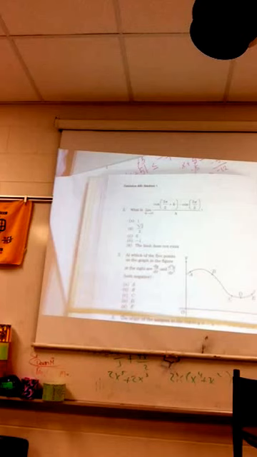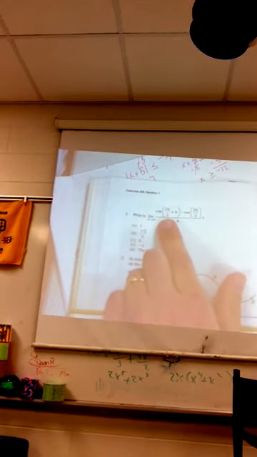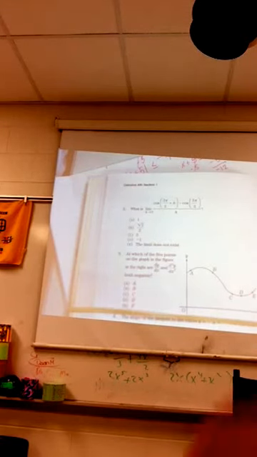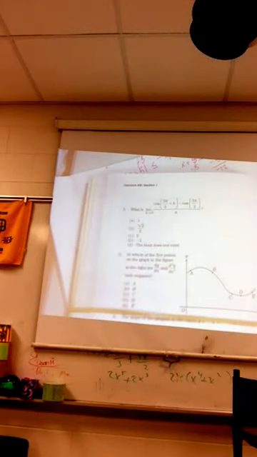Now, looking at this, it's cosine, so what we're needing here is the derivative of cosine. And the derivative of cosine would be negative sine. So we're concerned about the negative sine of 3 pi over 2. Well, the sine of 3 pi over 2 would be negative 1, so the negative sine of 3 pi over 2 would be positive 1. So A would be the correct answer for question number 2.